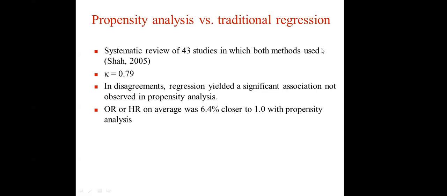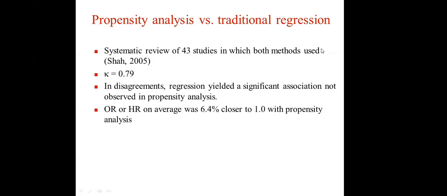So one more bit of information. There was an article comparing traditional regression to propensity analysis. To have this work, they had to get articles that had both methods used, 43 studies. The kappa score of whether they agreed or not, the outcomes with propensity analysis and regression, was fairly high. And when there were disagreements, I think there were 8, let's see, there were 43 studies and something like 70-some comparisons, and there were 8 outcomes that were in disagreement.